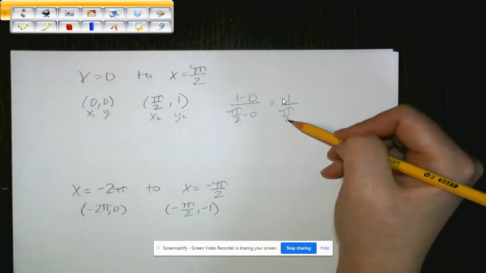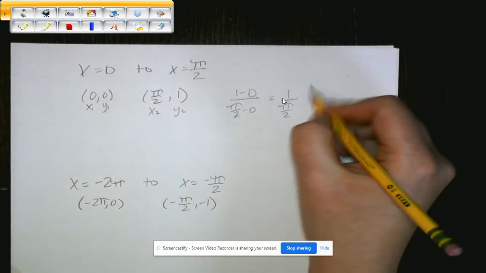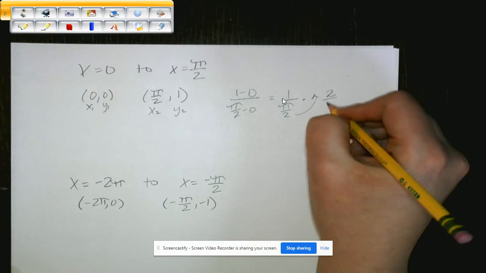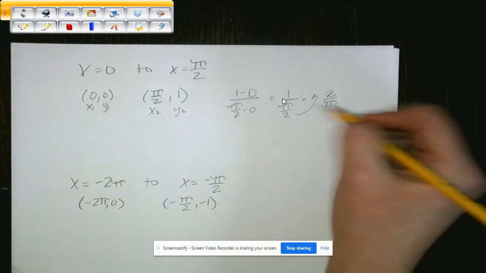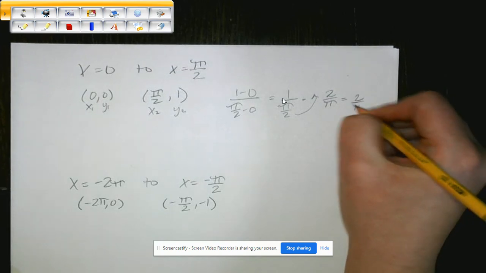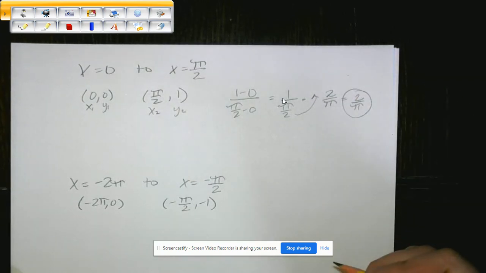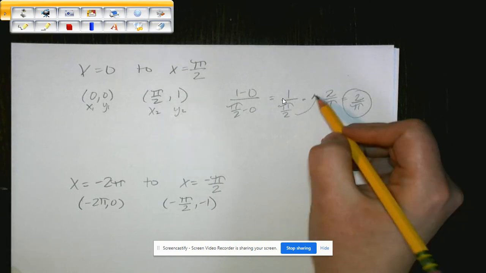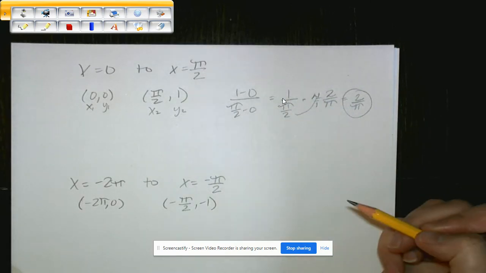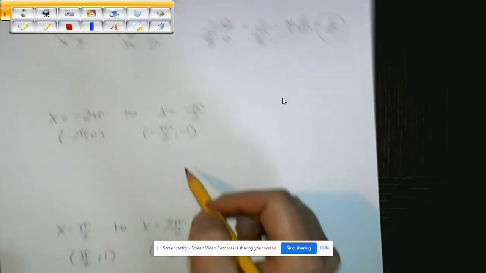We can't have a fraction in our denominator, so we need to flip it. So we're going to end up multiplying by the reciprocal, 2 over pi. Anything times 1 is itself. So that answer would be 2 over pi. We just flipped it and multiplied by 1 over 1 because that's what this became. Okay, so that's the first one.